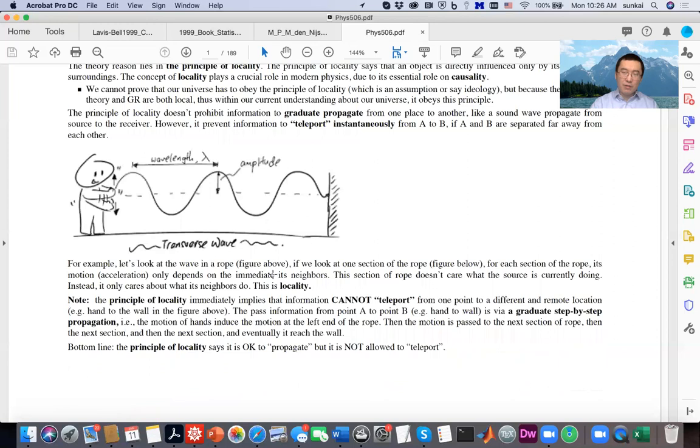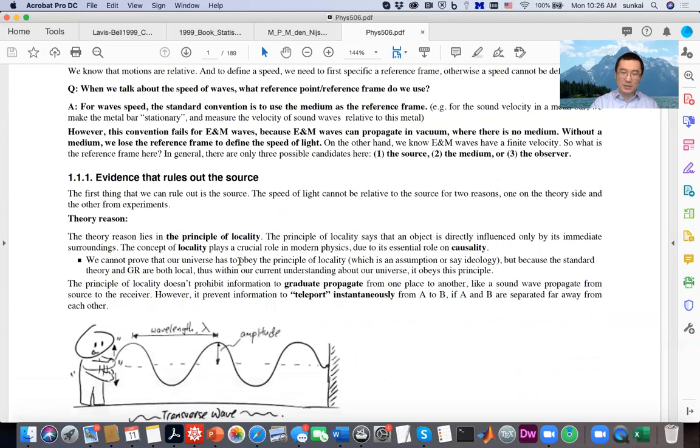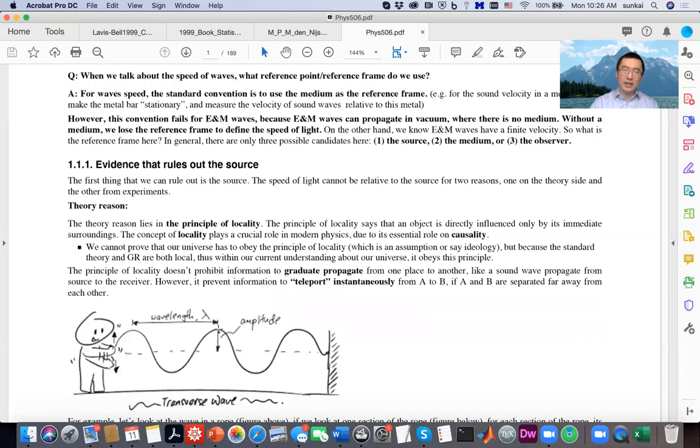However, if we carefully think about the problem, if the speed of light is relative to the observer, at least logically, it's okay, and it does not violate the principle of locality. We mentioned earlier that the source cannot be the reference frame, because if the source is the reference frame, it violates the principle of locality.